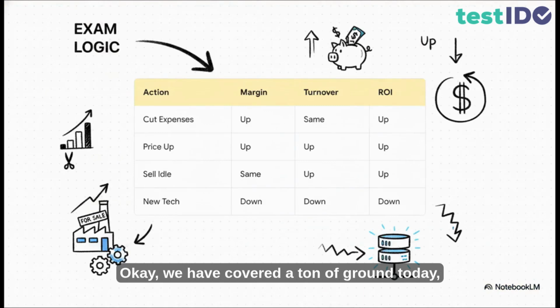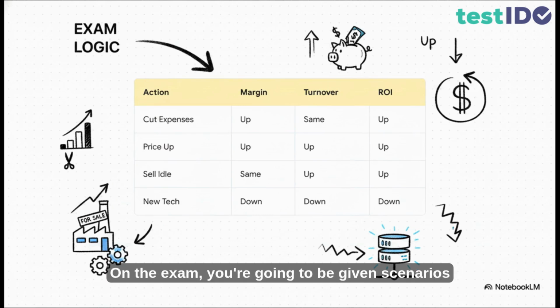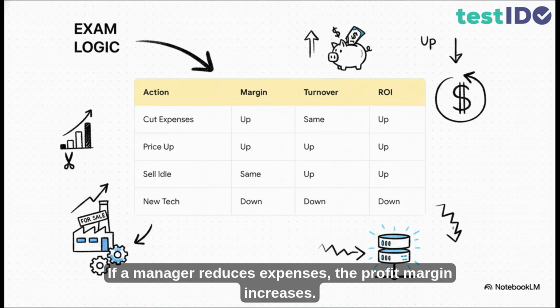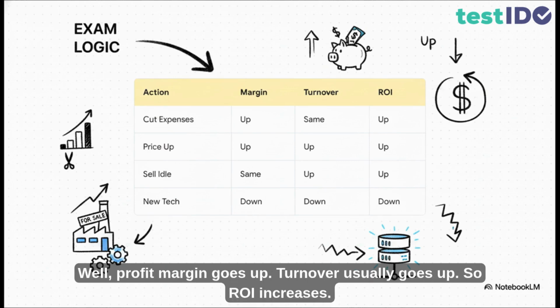Okay, we have covered a ton of ground today, so let's synthesize this into an actionable exam logic cheat sheet. On the exam, you're going to be given scenarios and asked how certain actions impact ROI. Let's walk through these drivers together. If a manager reduces expenses, the profit margin increases, turnover doesn't change, so overall ROI increases. Simple enough. What if they increase the sales price? Well, profit margin goes up, turnover usually goes up, so ROI increases.